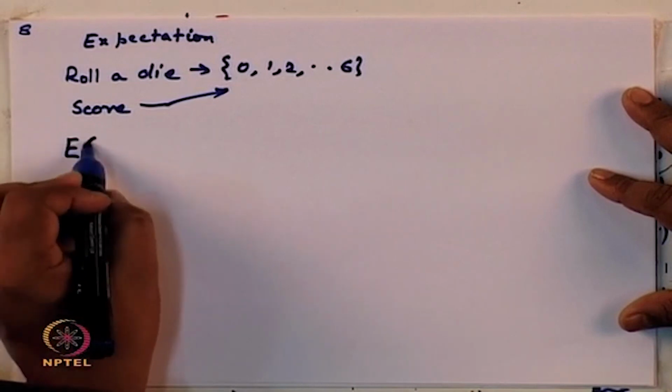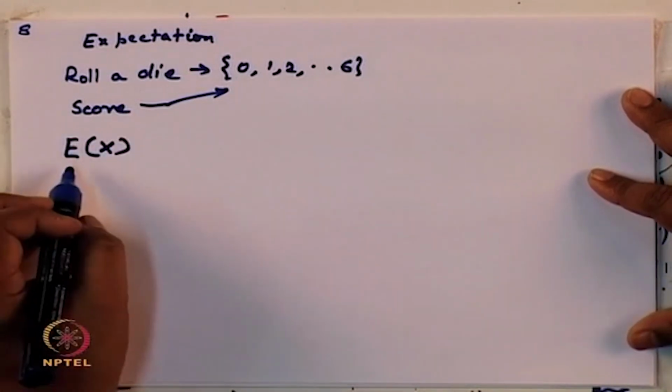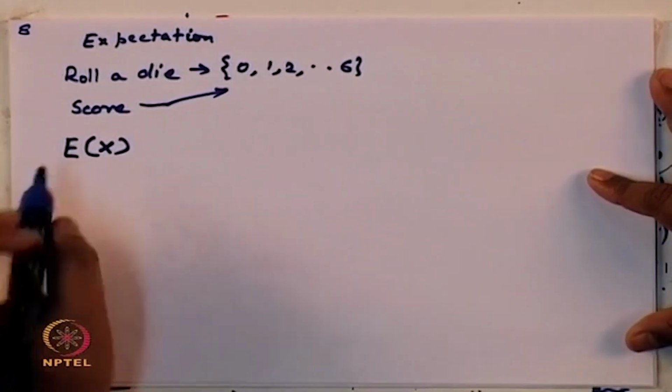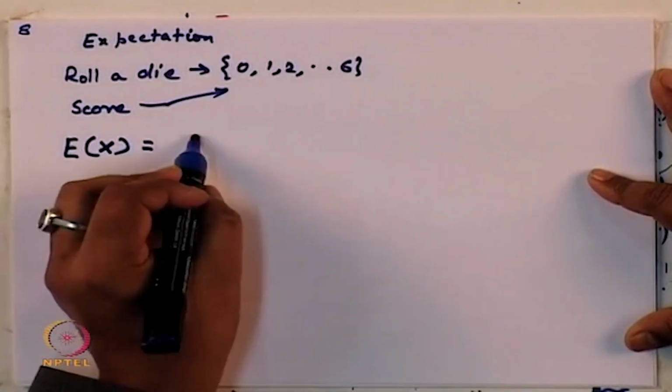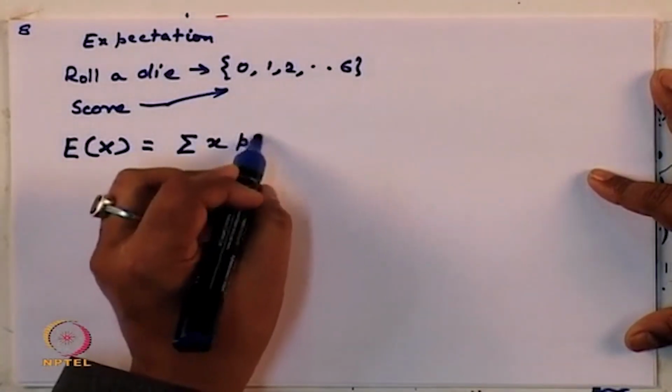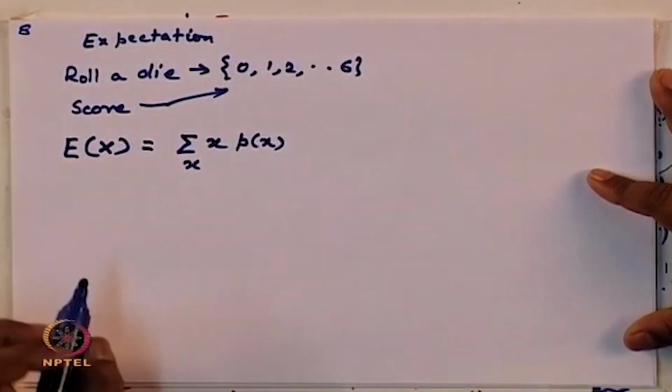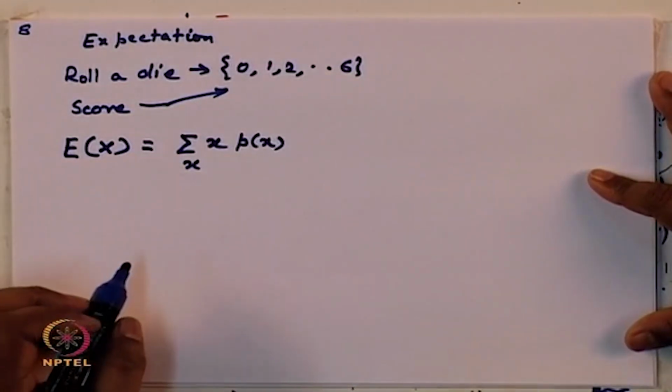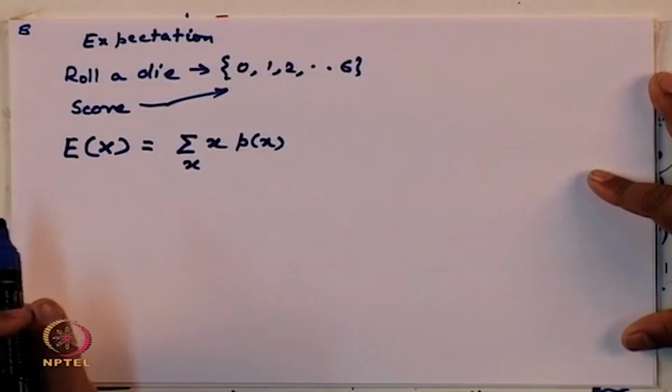So, expectation of a random variable x is defined as E of x, or expectation of x, and it is defined by summation of x p(x) over all values of x.